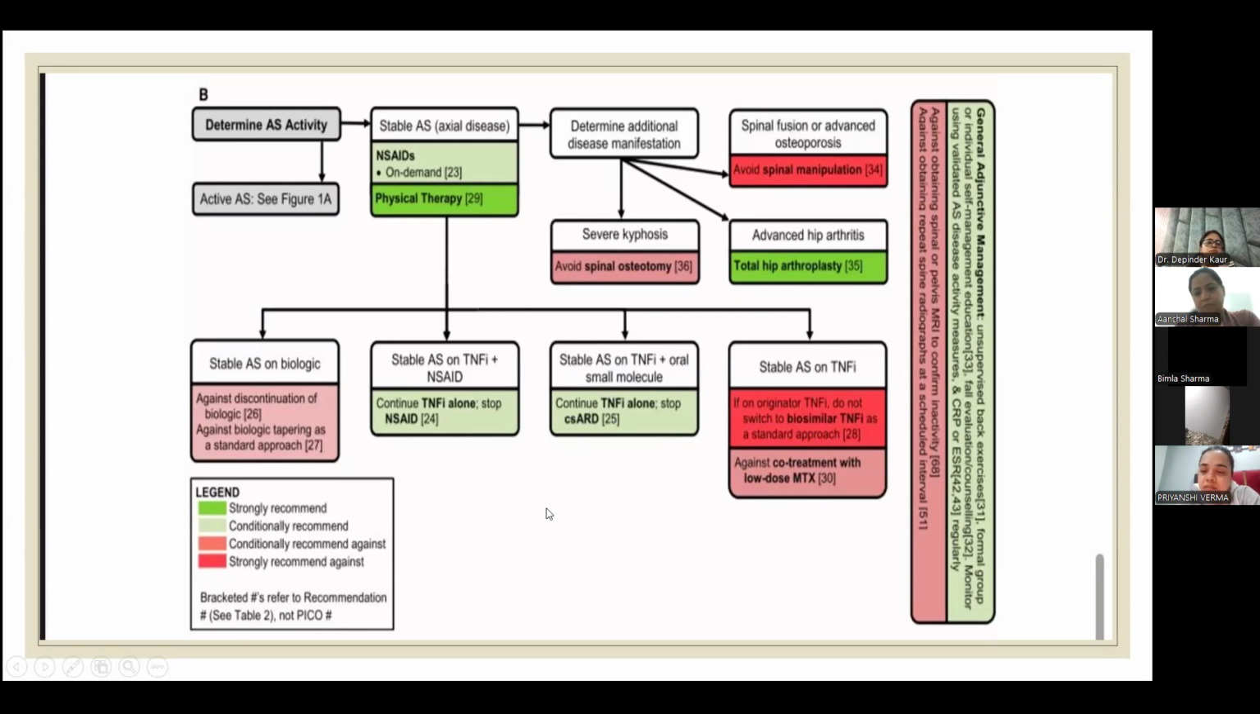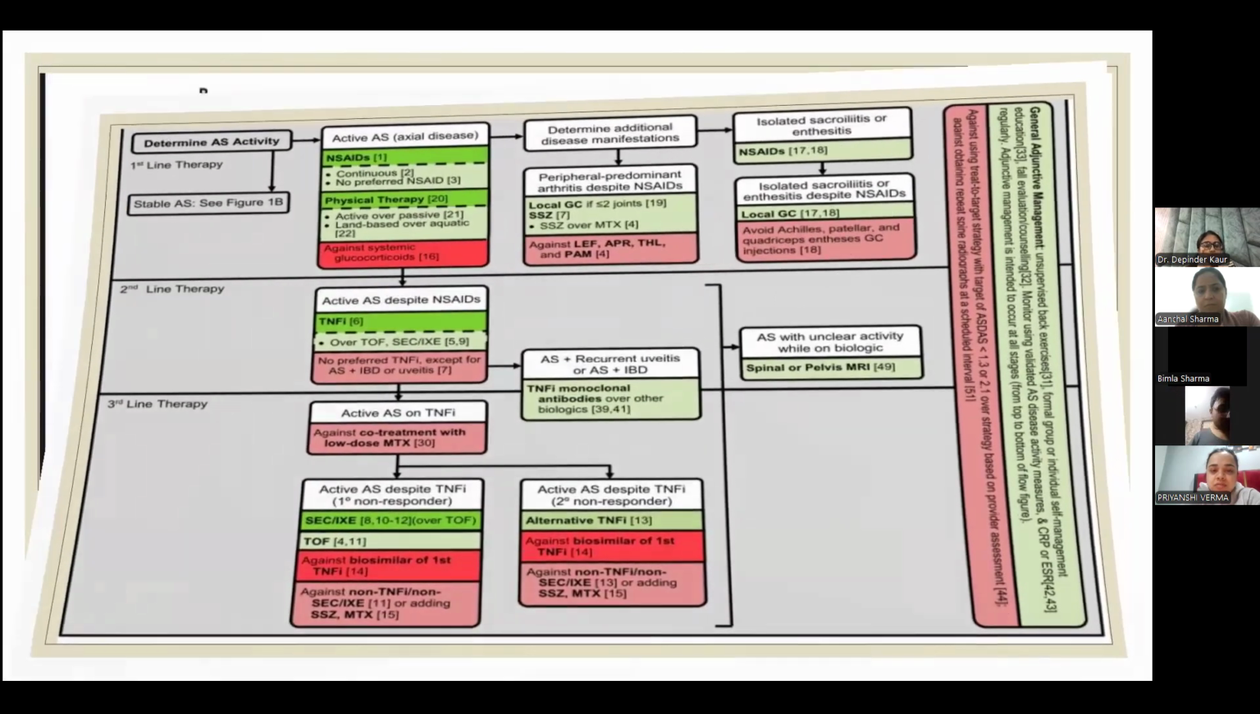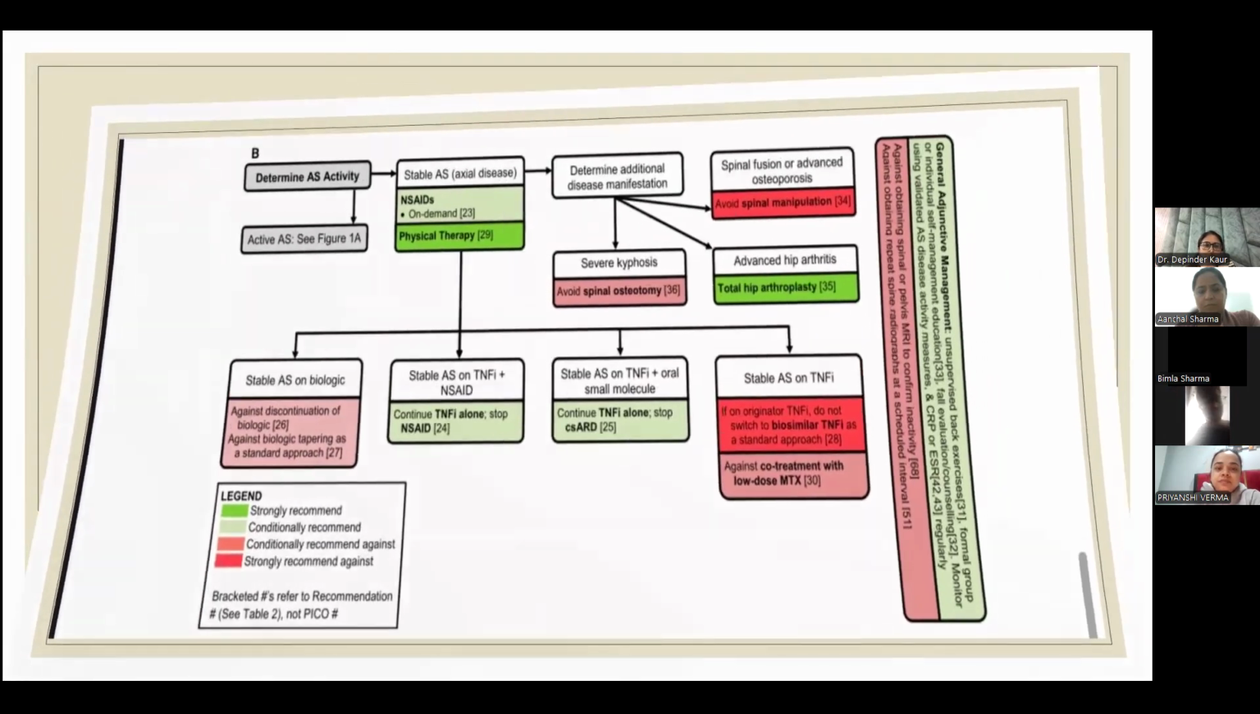These are the basic recommendations. The rest of the recommendations were not as important, so they were not included in the study.